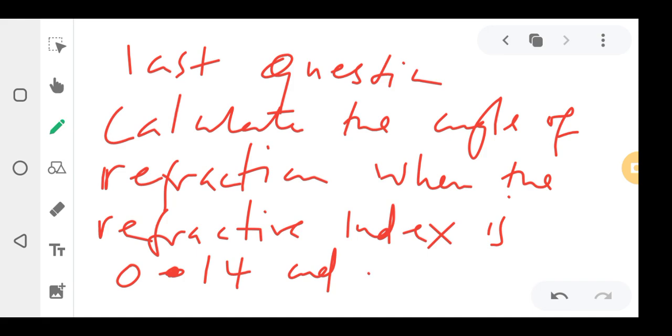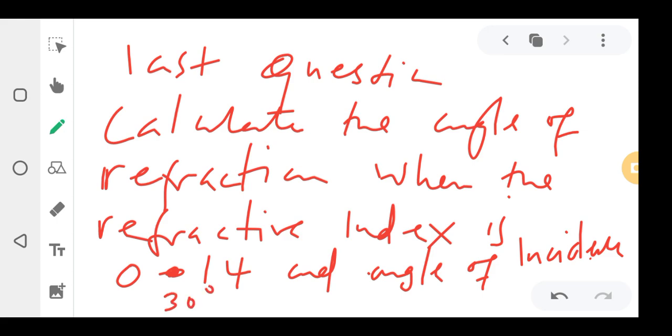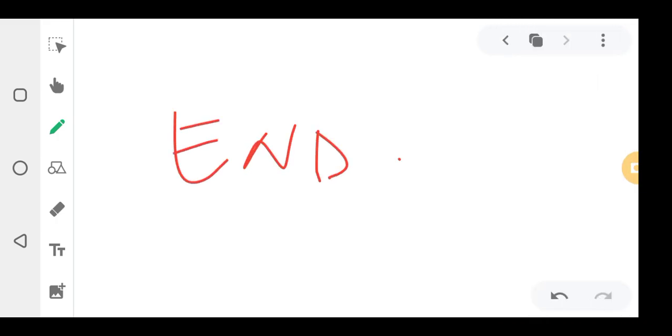and angle of incidence is 30 degrees. Okay, that's all. So this is the end. Calculate those. This knowledge you need when you're dealing with practicals. So when I bring some few practical videos, you're going to realize that you need to know the refractive index. Okay, end here.